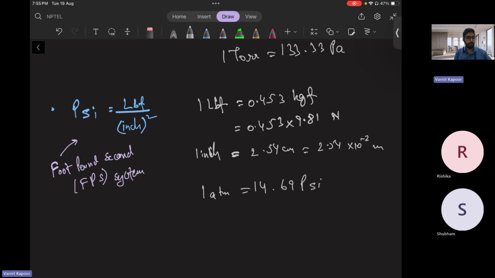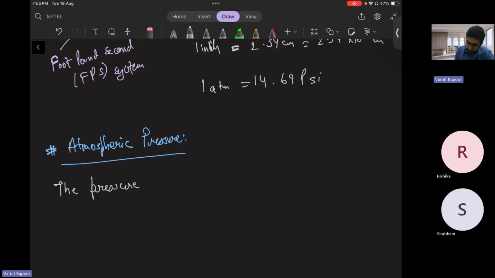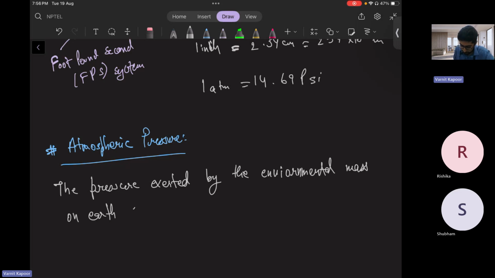Now the next thing towards the end. If you want to measure the atmospheric pressure, what is atmospheric pressure? The pressure exerted by the environmental mass on Earth's surface is known as environmental or atmospheric pressure. Okay.